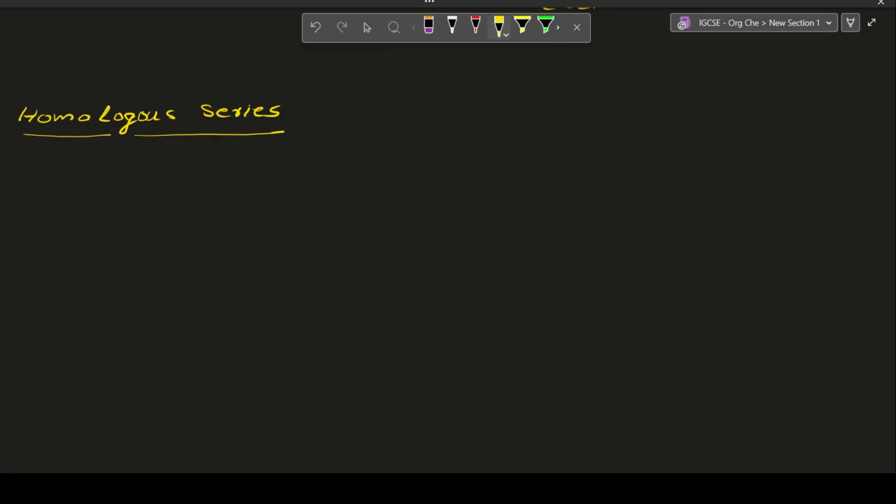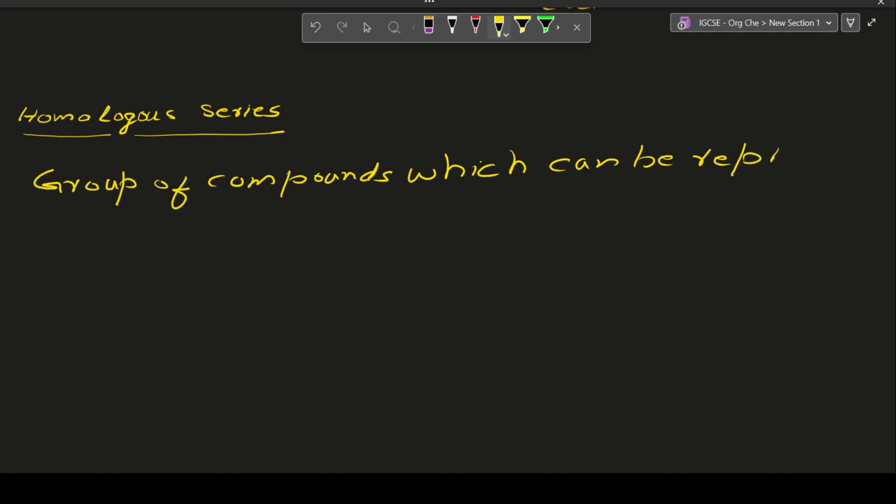So a homologous series is a group of compounds which can be represented by the same general formula. Using the general formula, we can get the molecular formula of different members of the specific homologous series.